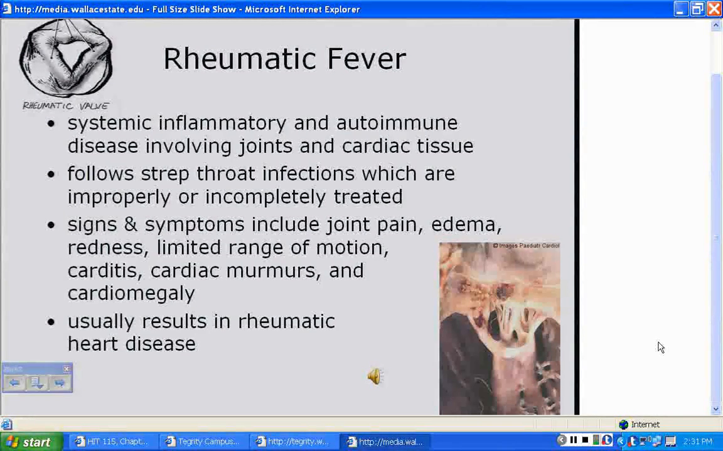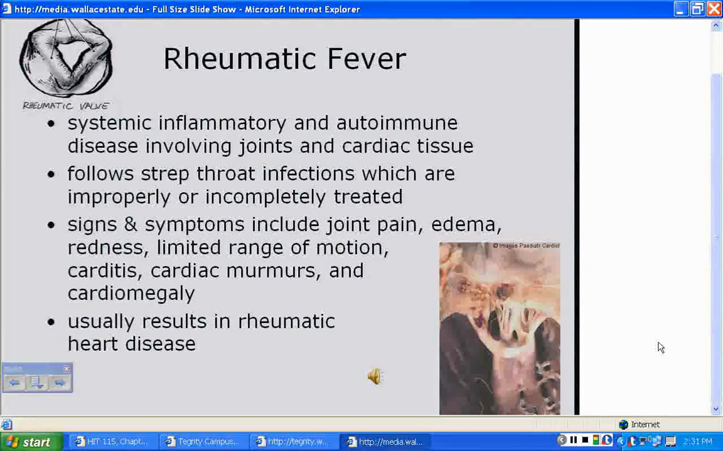If the strep infection is improperly or incompletely treated, the person may end up with rheumatic fever, where they have inflammation of their joints and even inflammation of cardiac tissue. Years ago, before antibiotics were so commonly used, like when my mother was a child, she had rheumatic fever. She remembers the strep throat. She remembers the swollen joints. She remembers not being able to get out of bed for weeks from the pain associated with rheumatic fever.